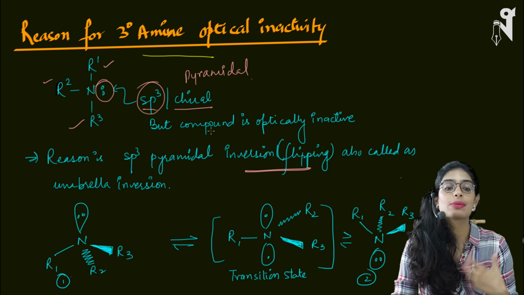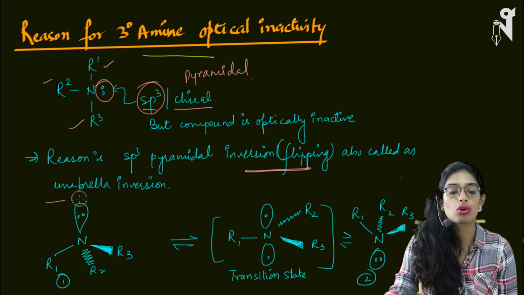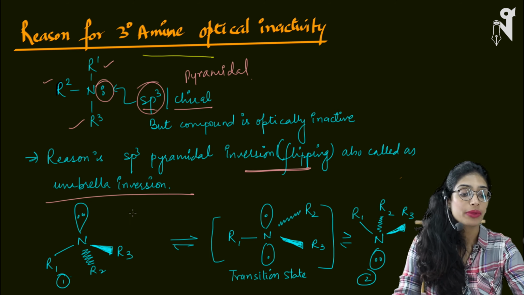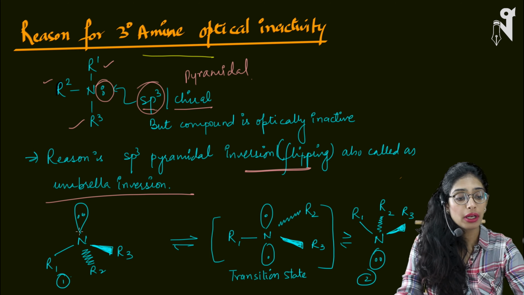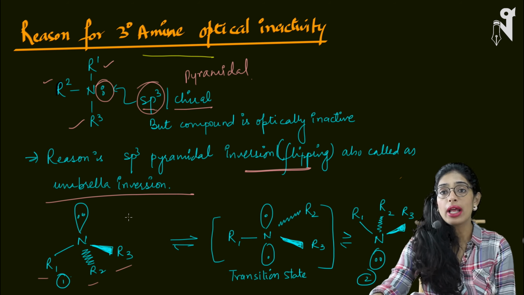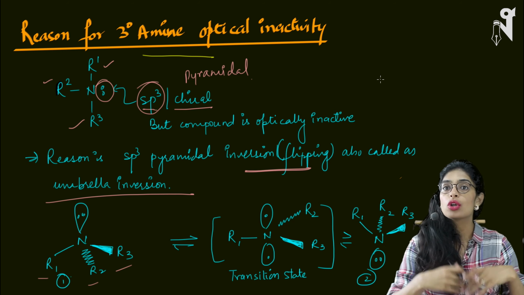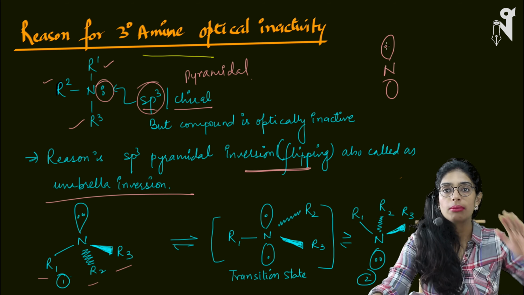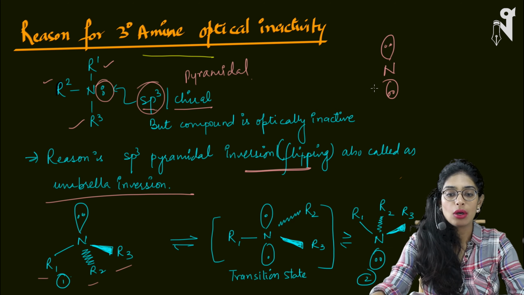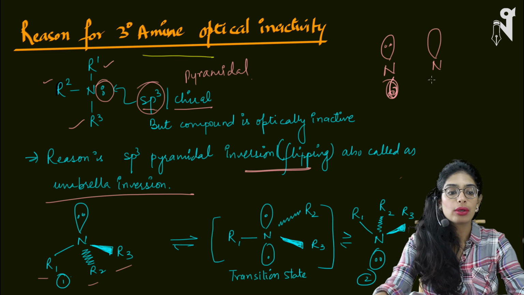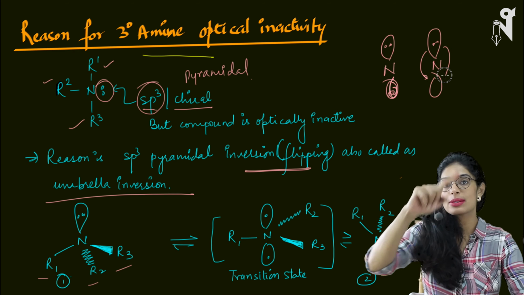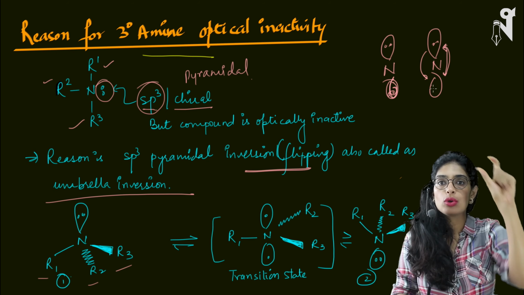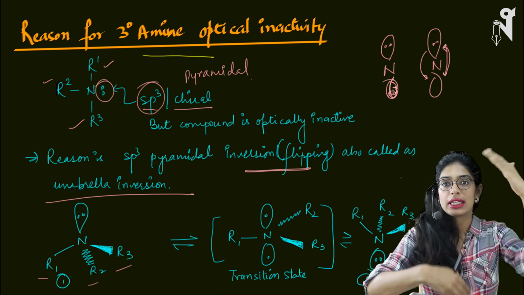Now what is that flipping? What is this pyramidal inversion or flipping, which is also called umbrella inversion? What exactly it is? Let's see. I have nitrogen and I have the lone pair here on the top, and I have three R groups arranged like this. Now what happens is, no matter whether we are talking about tertiary amine or the normal nitrogen with any group present on it, there is a movement of electrons from top to bottom. So basically there is a p orbital over here, and these electrons keep moving from up to down, up to down. I told you this lone pair is not participating in the hybridization. So there is a p orbital here, and these p electrons go from upper lobe to lower lobe, lower lobe to upper lobe. That's how they keep switching.